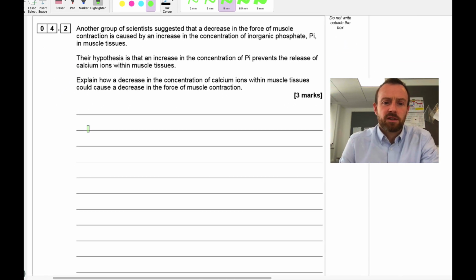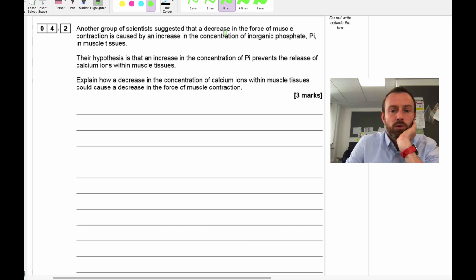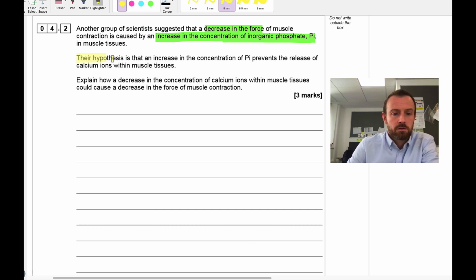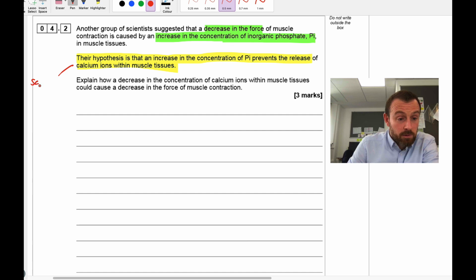Another group of scientists suggested that a decrease in the force of muscle contraction is caused by an increase in the concentration of inorganic phosphate. Their hypothesis is that an increase in the concentration of Pi prevents the release of calcium ions within the muscle tissues. It's an interesting hypothesis. So remember, calcium ions are released from sarcoplasmic reticulum.